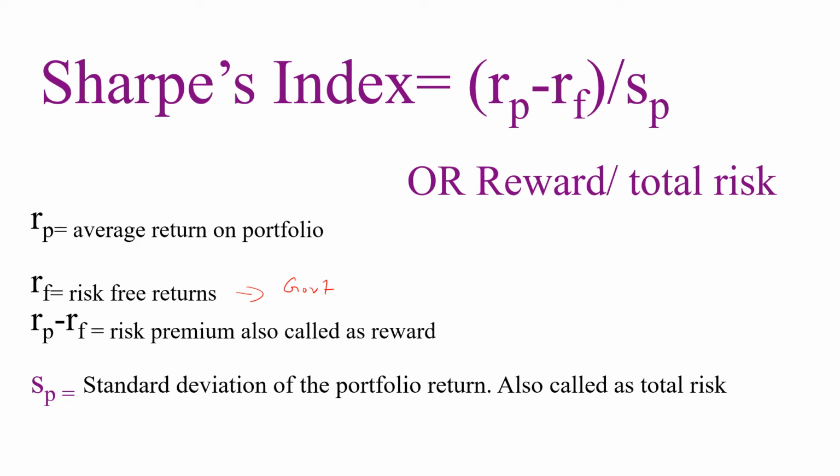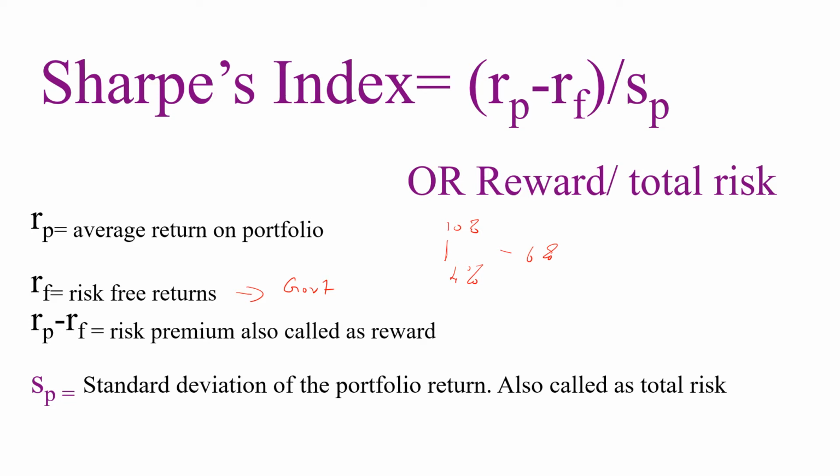So this part, RP minus RF, is otherwise called reward. Why is it called a reward? Suppose your return on the portfolio is 10%. If you have invested in a government security, you might have received only 4%. So this difference is otherwise called the reward that you are getting for taking the higher risk. When you invest in some other portfolio, there is a higher risk involved. So the reward for taking that higher risk is the RP minus RF value.